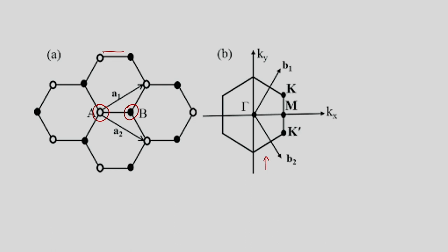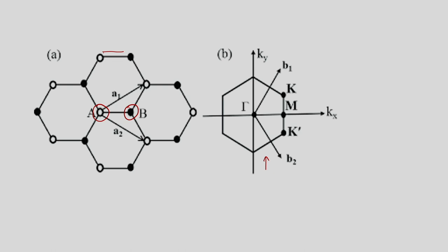The important thing is that in real space you have a honeycomb structure, and also in momentum space you have a honeycomb structure. A1 and A2 are called the unit cell vectors, or the primitive lattice vectors, and B1 and B2 are called the reciprocal lattice vectors. There are some points in the Brillouin zone shown on the right picture, where you see a gamma point, and then there are K and K prime points, and then an M point, and so on. These are quite important, as the subsequent discussions will show.